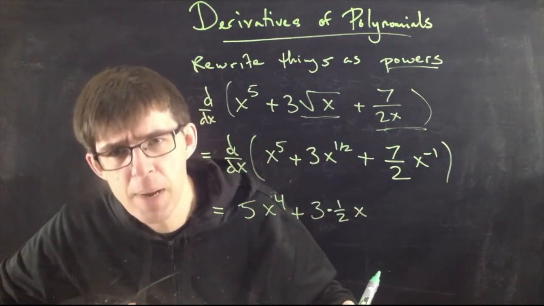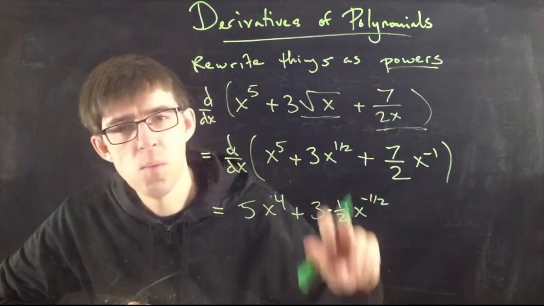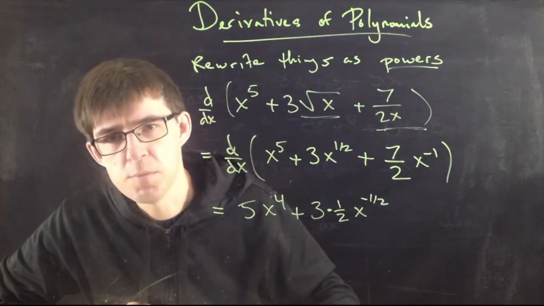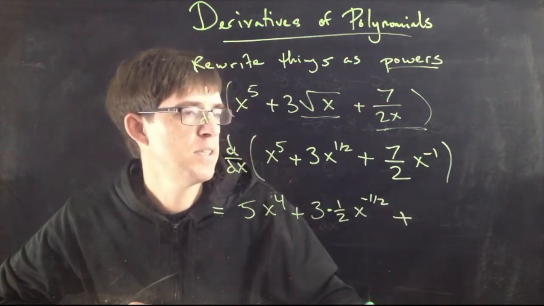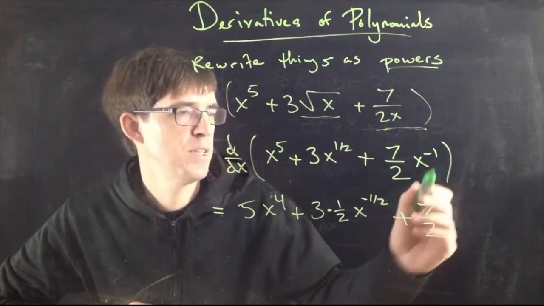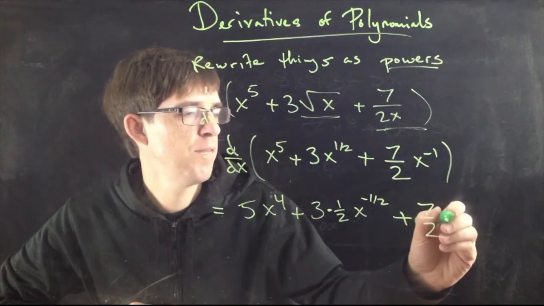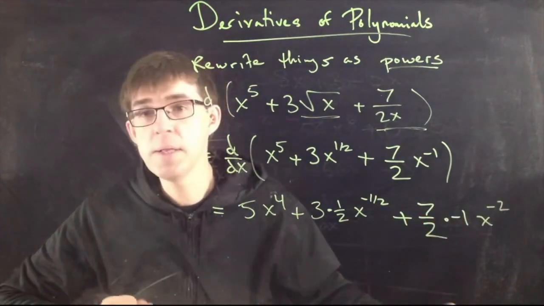What is 1/2 minus 1? It is negative 1/2, right? 1/2 is like 0.5, and if I subtract 1, it becomes negative 0.5. Okay, finally, 7 over 2. That's just the coefficient, which stays like it is. The minus 1 comes down in front, and then I get x to the minus 2. All right, this is my answer.